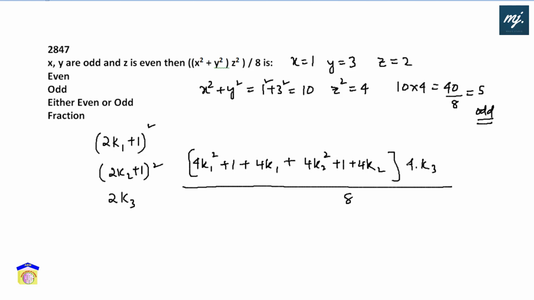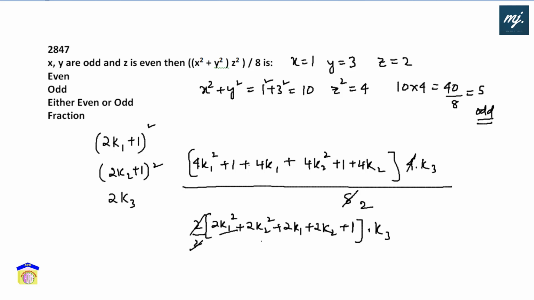Now, if I divide this by 8, this 4 will go and we will get 2 here. So we have 4, 4, 4, 4, and this is 2. That means automatically we can take 2 common. It would be 2k1 squared plus 2k2 squared plus 2k1 plus 2k2 plus 1, into k3 squared. Now this 2 will get cancelled out with this 2. Now this is an even number, this is an even number, even plus even is even, even plus 1 will be odd.